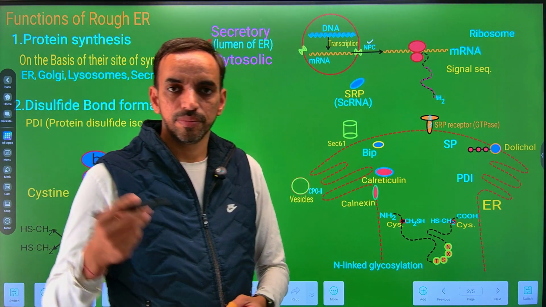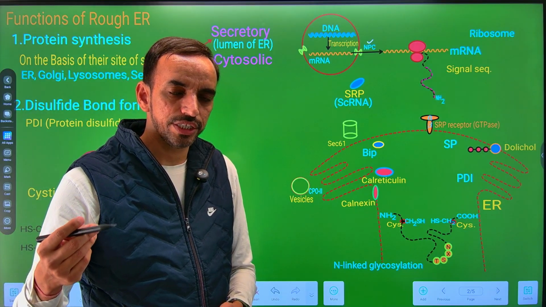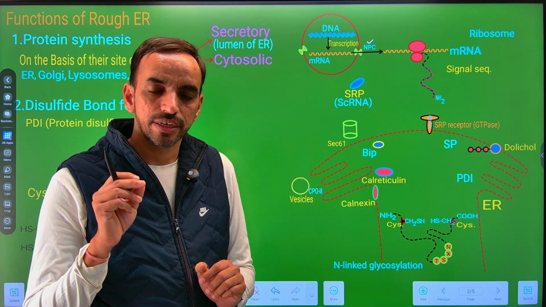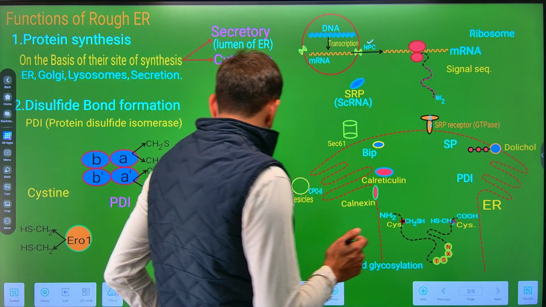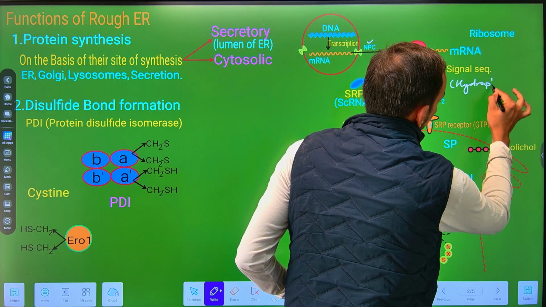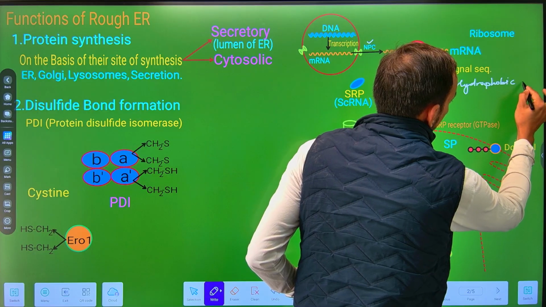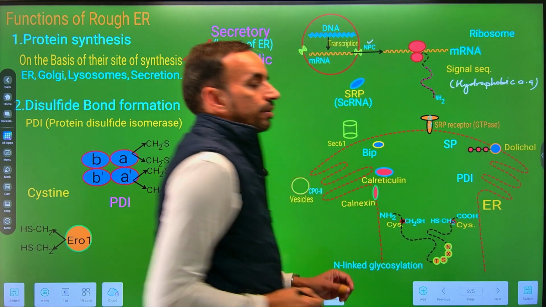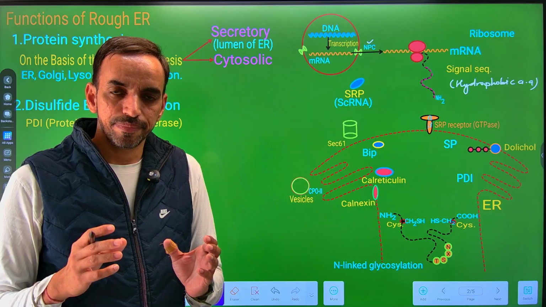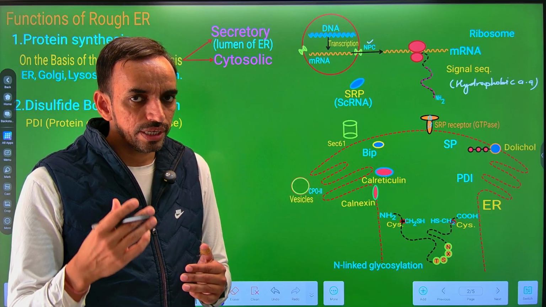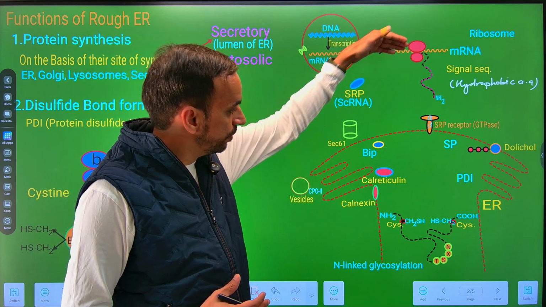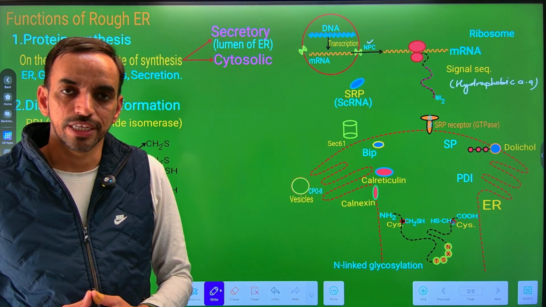The initial polypeptide or the initial amino acids which are synthesized during this process, if they contain the signal peptides, or if there is a presence of some hydrophobic amino acids that constitute the signal peptides. These signal peptides, these are the signals for the transcript, or we can say these are the signal for this protein to be transported into the lumen of endoplasmic reticulum.